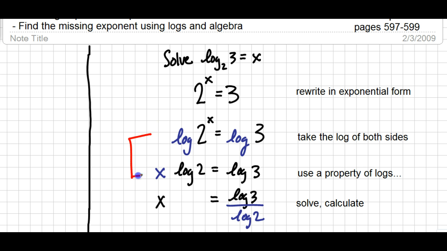Now that exponent can't move until a log is introduced. Some people do like to put these two steps together. They introduce a log and they move the x just to save time and space, but I wanted you to see it as a separate step here. Then to try to get x alone, we are currently multiplying it by a log of 2, so we would divide both sides by log of 2, and then we just calculate.